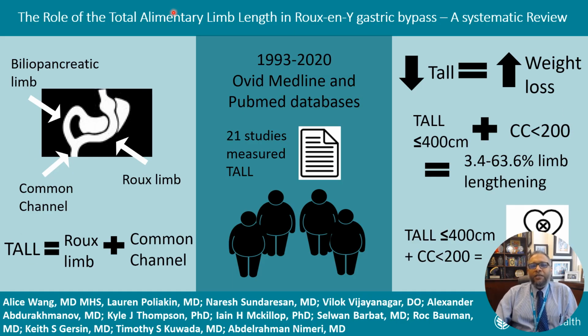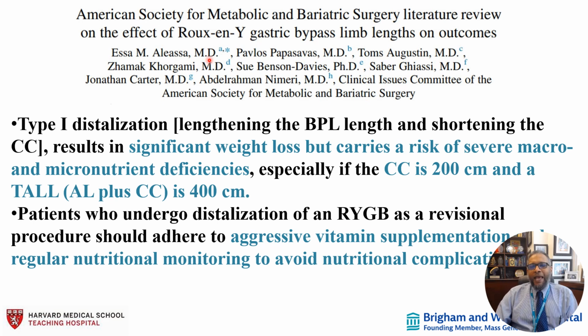We've done a systematic review with one of our fellows, Alice Wong, several years ago, and have determined that in type 1 distalization, you need at least a total alimentary limb length of 400 centimeters, maybe 200 to 300 of it should be common channel. And I want to share with you that in the review that ASMBS put in, similar findings are outlined. Best distalization is type 1, but if you do it, you need to do aggressive vitamin supplementation. You need to make sure there's at least 400 centimeters of total alimentary limb length and maybe a common channel of 300.